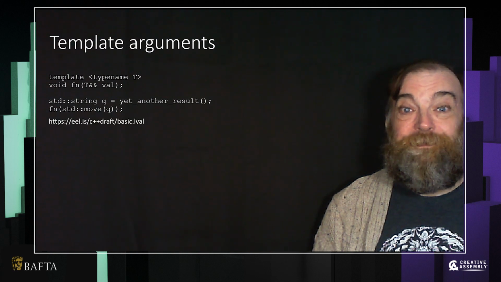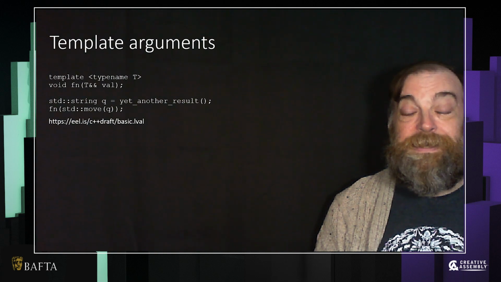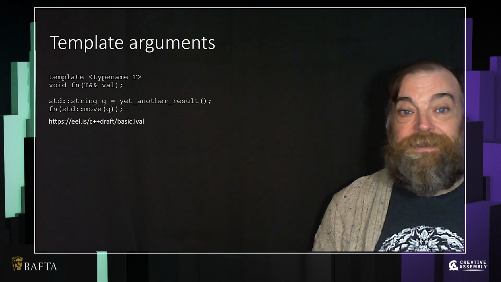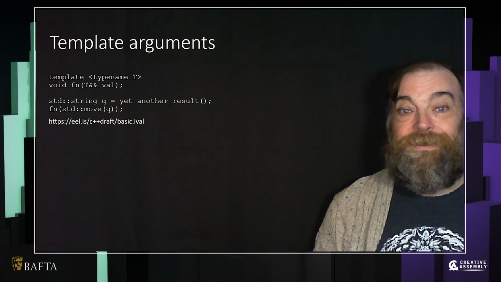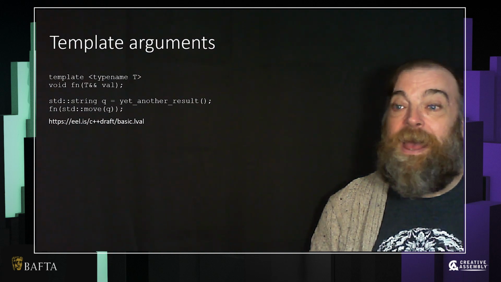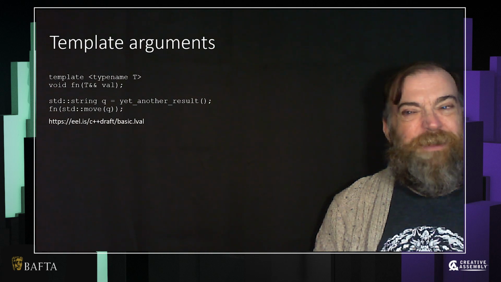Now this is tough stuff, and you need to relearn it, reread it, reabsorb it until it all clicks into place. It may help to go to the standard and look at eel.is, C++ draft, basic.lval. Type deduction is really important to the use of templates. Additionally, the compiler uses the same rules for auto, very nearly the same.